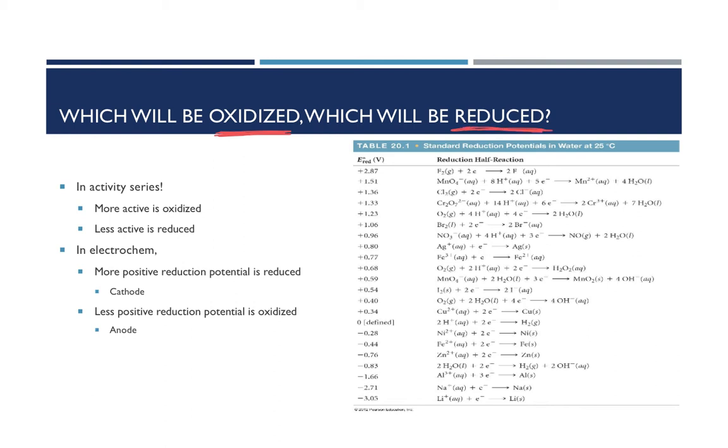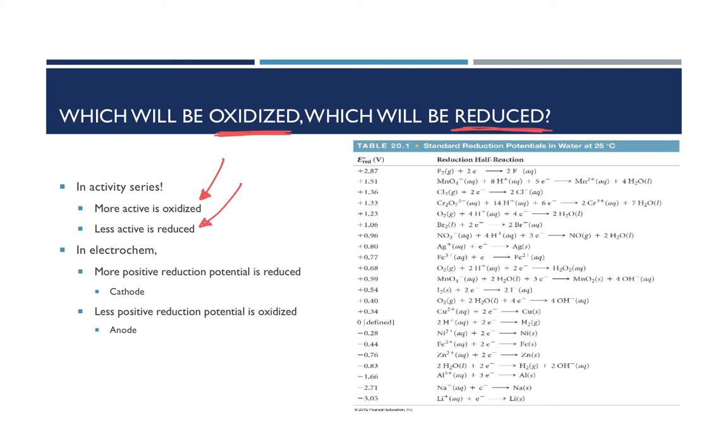Well, basically we can know this a couple of different ways. One, if we have an activity series, as we talked about earlier this unit, whatever is more active, or higher up on the activity series, gets oxidized. Whatever is lower on the activity series is reduced.